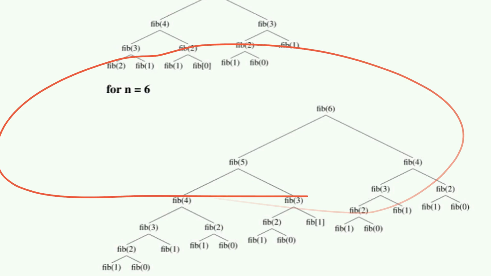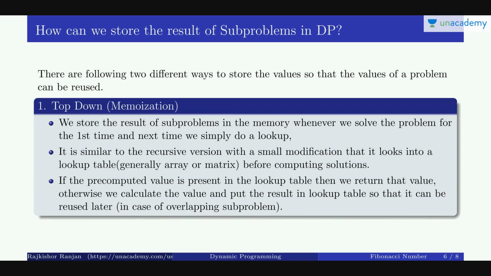Now, whenever we use the concept of dynamic programming, we try to store the results of subproblems. How can we do this? There are two approaches we have already discussed. The first approach is the top-down method, and the second is bottom-up. So let's discuss the top-down method in great detail.